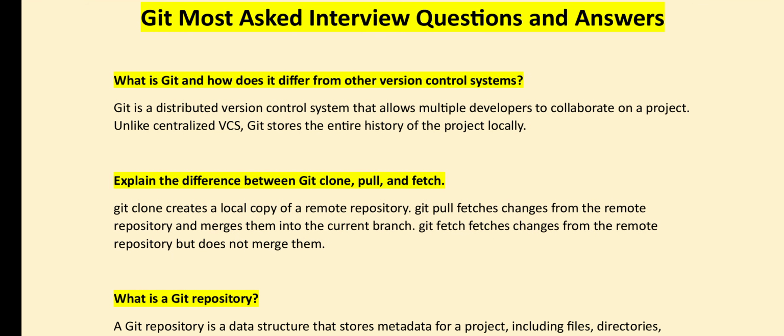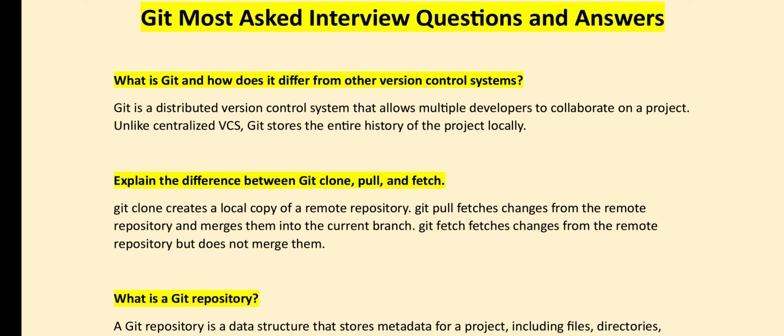So first one, what is Git and how does it differ from other version control systems? Git is a distributed version control system that allows multiple developers to collaborate on a project. Unlike centralized VCS, Git stores the entire history of the project locally.